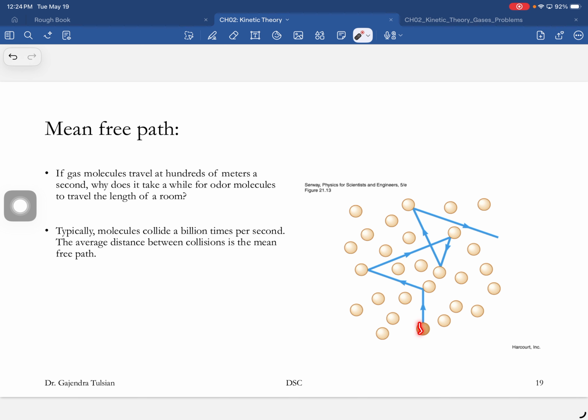They're also not traveling in a straight path. These molecules are colliding a billion times. They're taking the scenic route, not the direct route. So it traveled this distance, that distance. This is the path, this is the distance it traveled before colliding. The average distance it travels before colliding is called the mean free path.